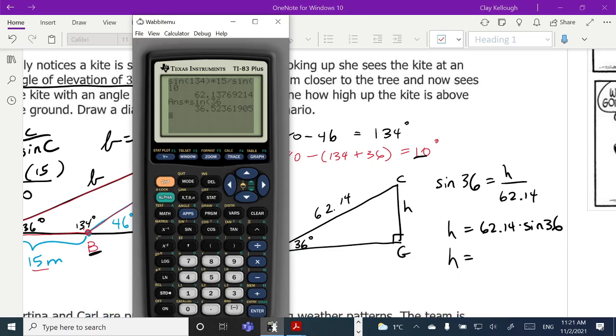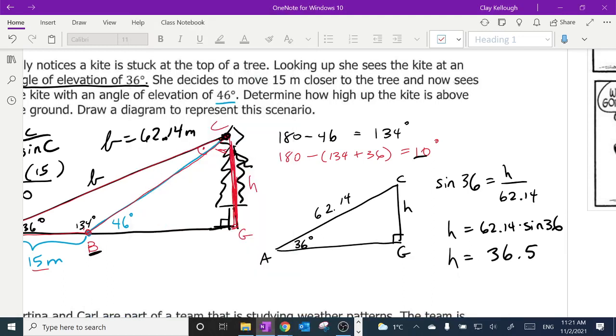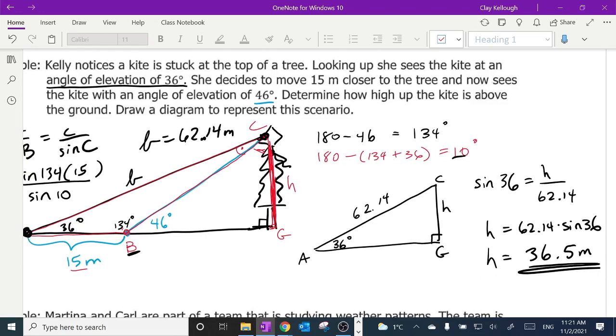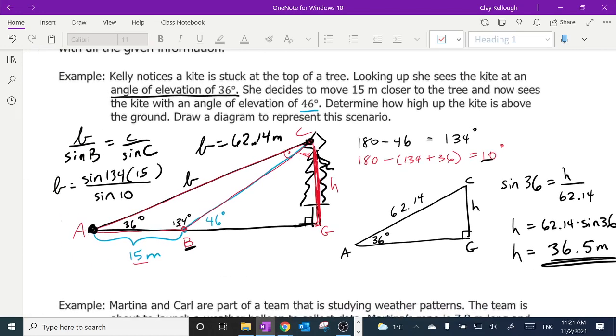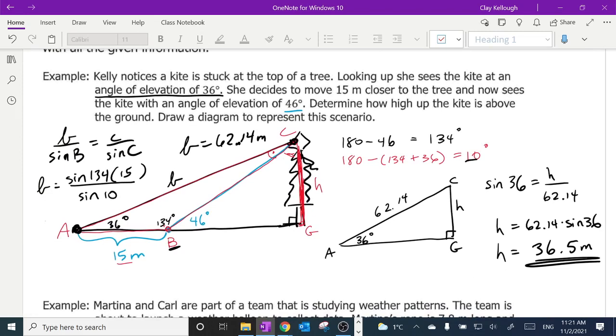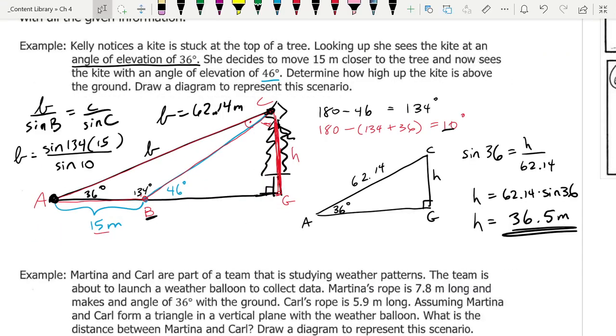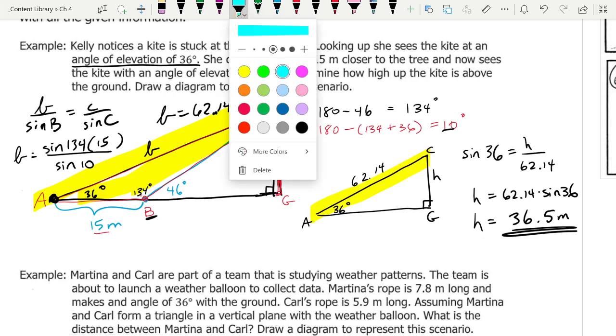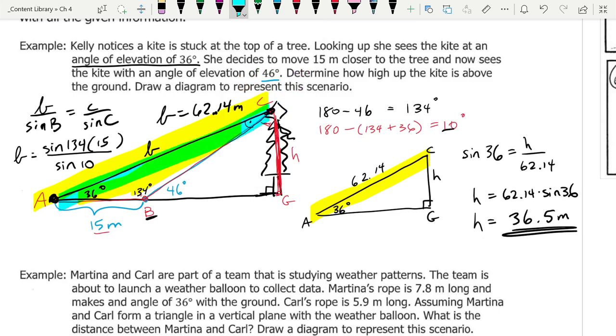Okay, so 36 point, now does it say where to round to? No. Then we don't care. 36.5 meters up the tree. That's a tall tree. So there we go. Let me shrink that so you can see the whole thing. So again, basically what we did was we used this triangle here to find the side from A to C, and then that side is in this triangle here, the big right triangle.